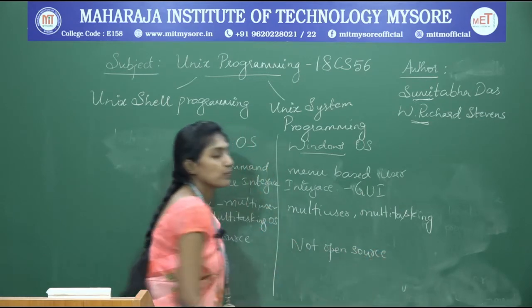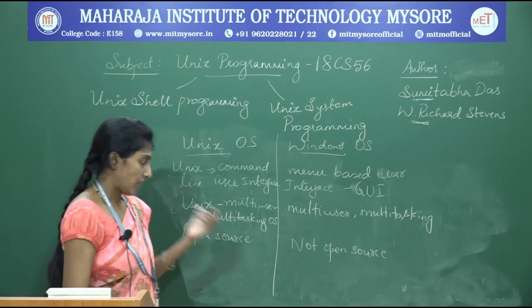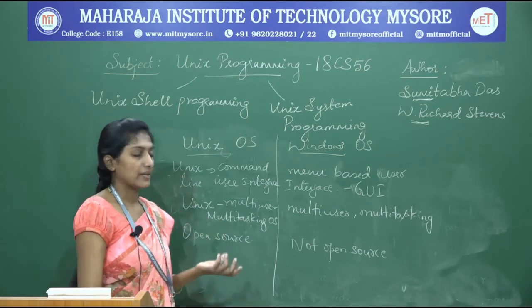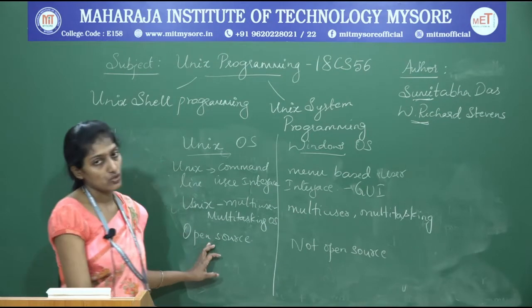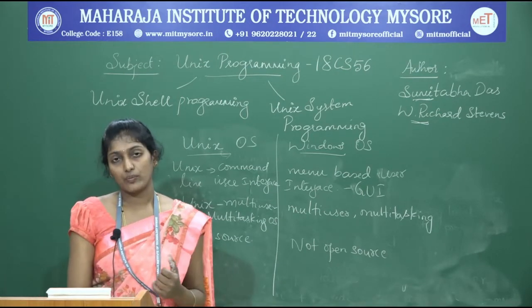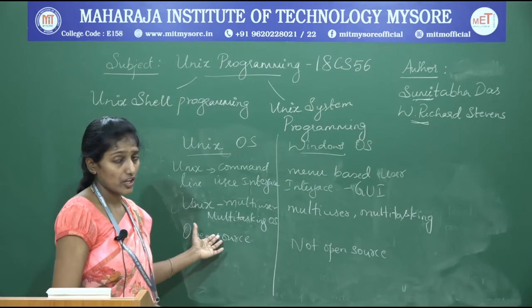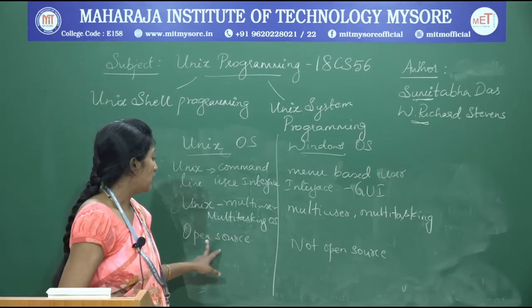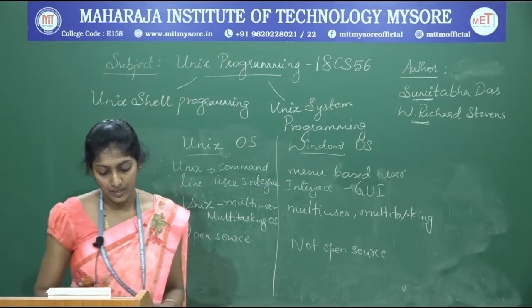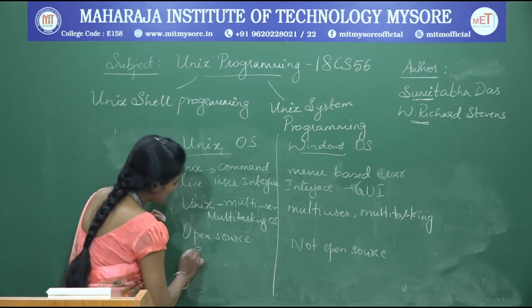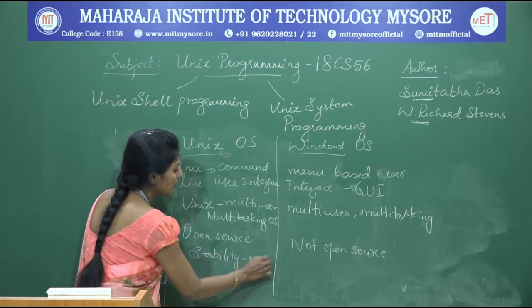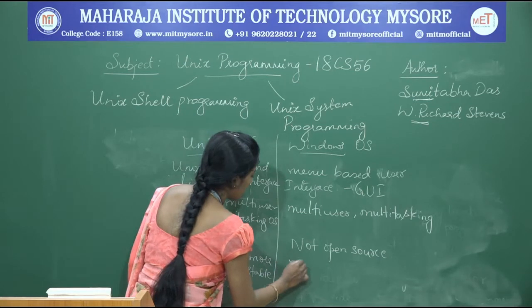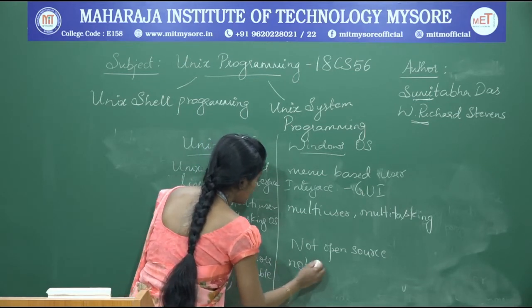So always you have to buy and provide a license key, and then only can you access the operating system, whereas Unix is open source, and on any platform, on any hardware machine, you can install this operating system. Next is stability. If I consider the stability feature, Unix is more stable when compared to Windows.